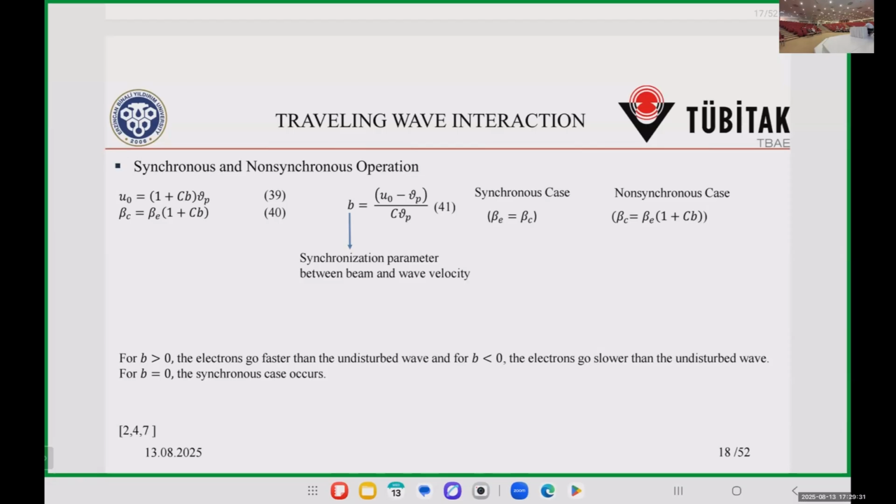Another point, synchronous case means that beta E equals beta C. Non-synchronous case can be explained: beta C equals beta E times 1 plus C times B.